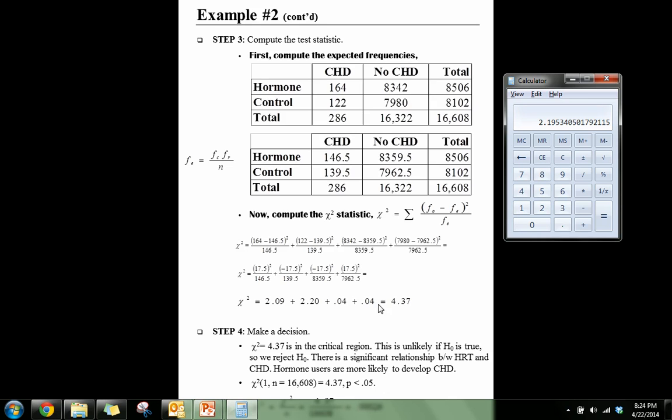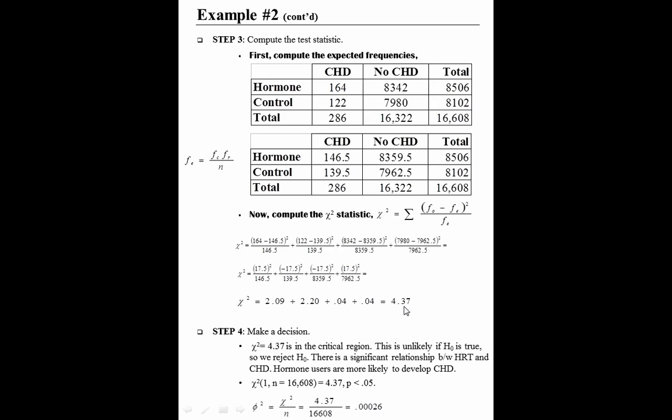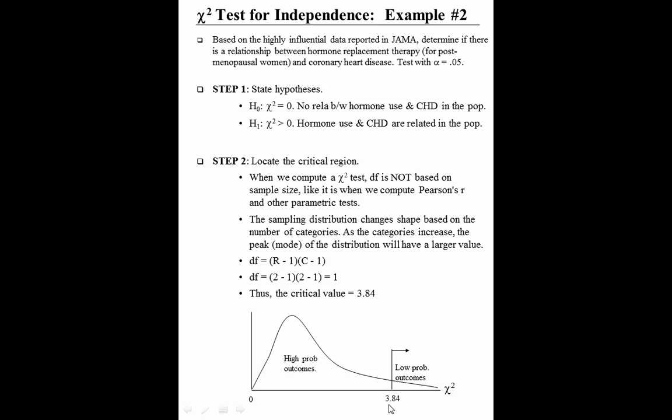All right, once we have those values, we can add them up and we get a chi-square value of 4.37. That's the key thing that we're focusing on right now, a chi-square value of 4.37. So let's go back over and see how that compares to our critical value. 4.37 clearly exceeds the critical value, so we're going to reject the null hypothesis and take on the alternative. Well, the alternative says there is a relationship between hormone use and heart disease. And you were probably expecting that we would find that based on what I was mentioning in class.